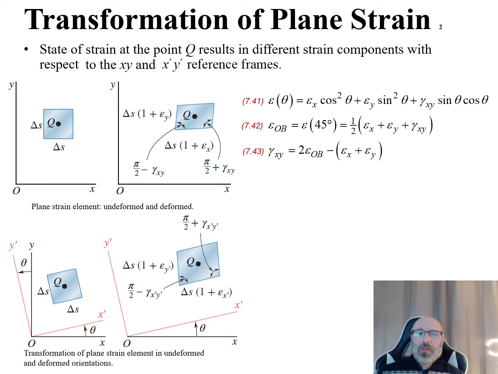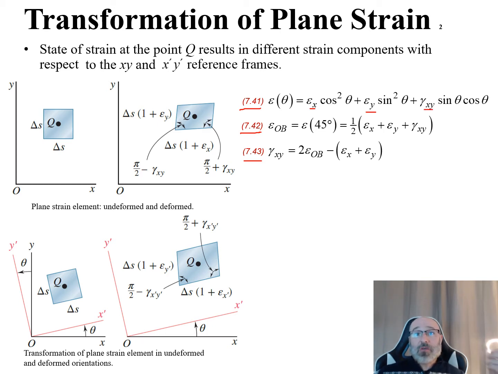So now let's relate some of these variables we see in our diagrams to the governing equations in our textbook. In particular, look at equations 7.41, 7.42, and 7.43. For equation 7.41, what this does is it uses a couple trig identities to reduce down to this format and enables us to determine the normal strain in any direction AB in terms of our strain components that we talked about before, our epsilon x, epsilon y, and our gamma xy.